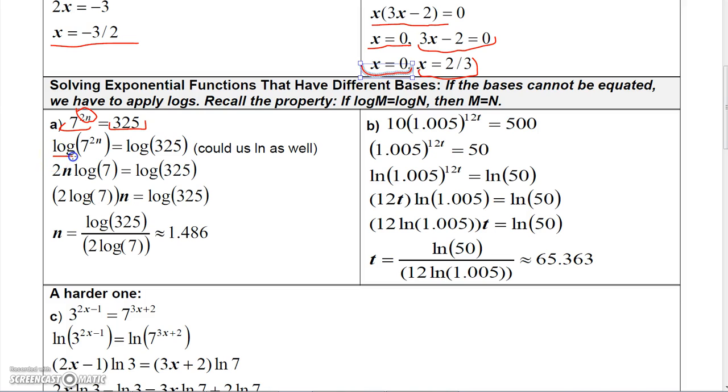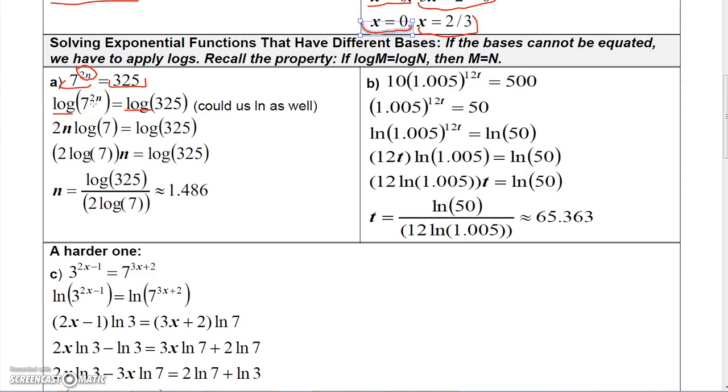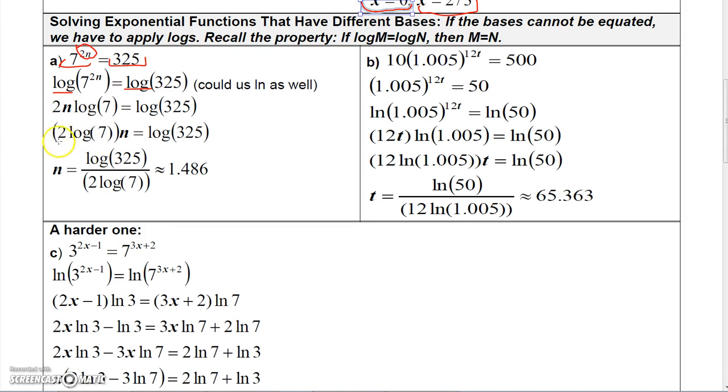So remember, if m equals n, then the log of m must equal the log of n. That's one of our properties. And now I can write this using the log property, log of 7 to the 2n as 2n times the log of 7. Now I'm going to go ahead and write this a different way. You may or may not need to put in this step, but this is actually 2 times the log of 7 times n. And 2 times the log of 7 is just a number.